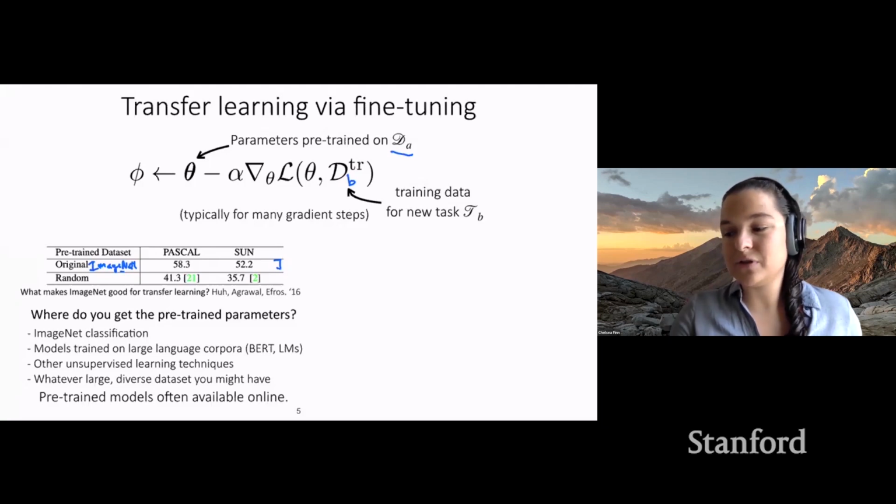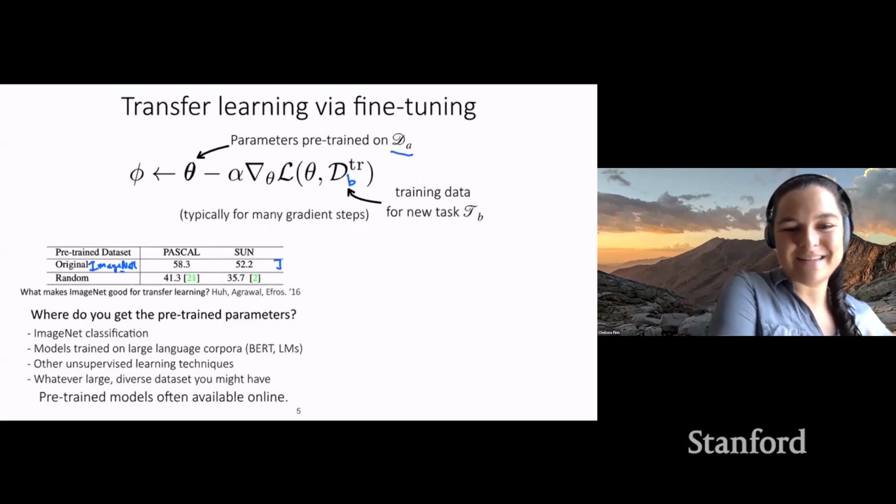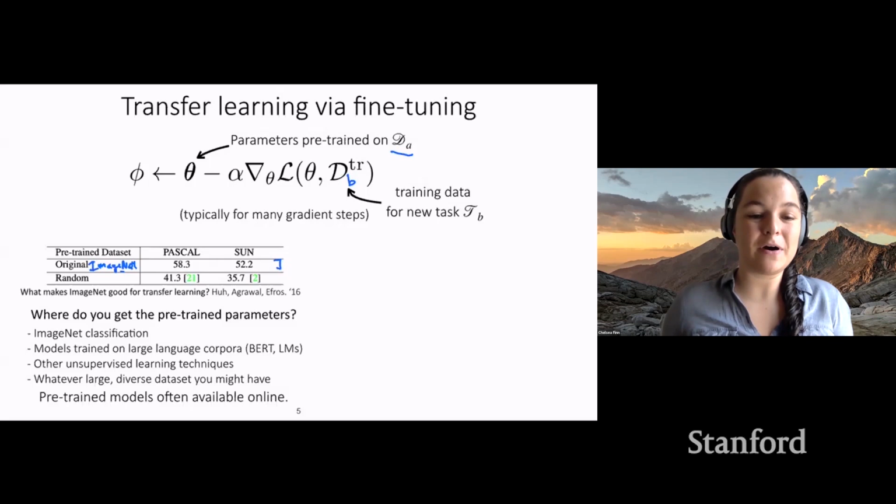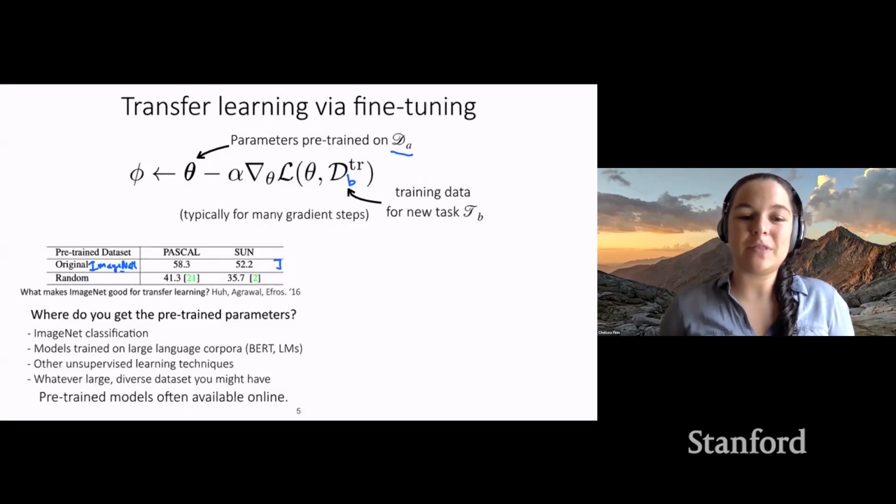Lastly, a lot of these pre-trained models are often available online, so you don't even have to download the data set and train on it. You can typically just download a pre-trained model from the internet and then fine-tune that model on the task that you care about.